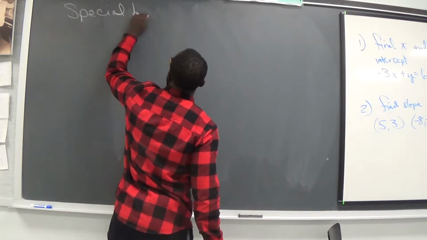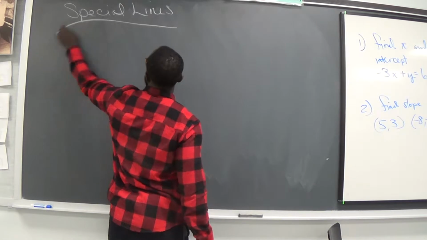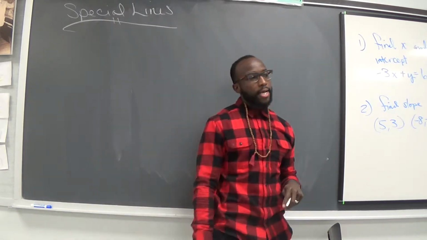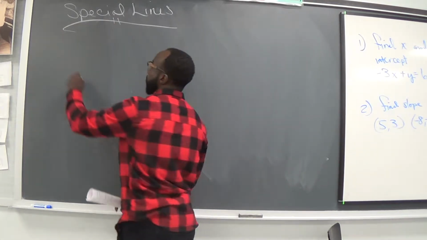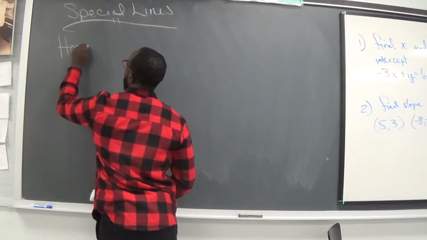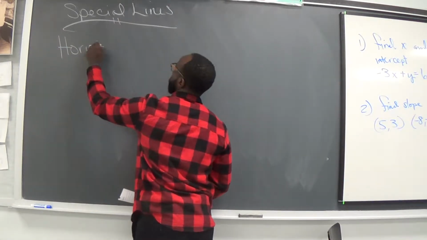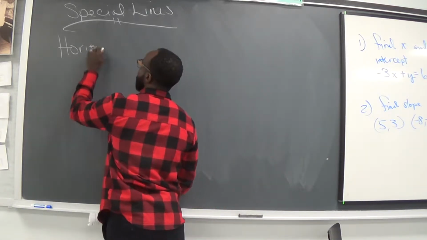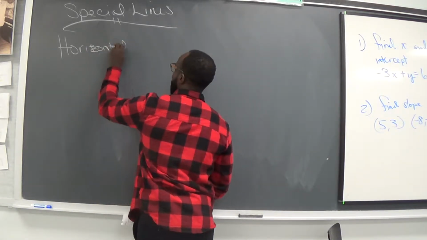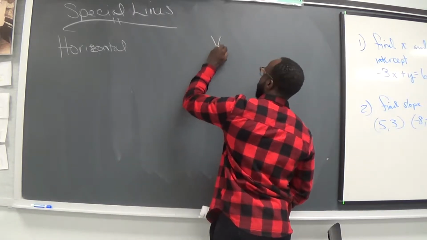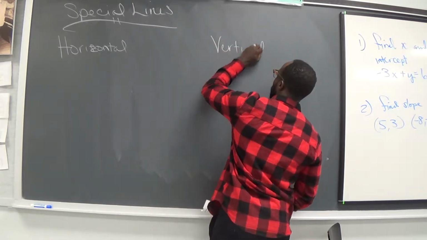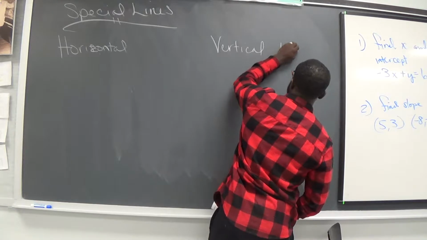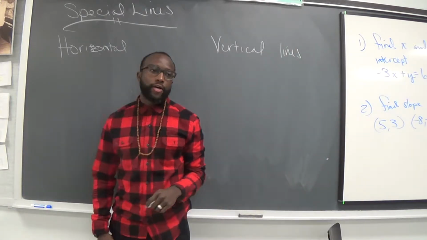Today we're going to talk about special lines. There are two types of special lines that we need to learn about today: horizontal lines and vertical lines. Don't mind how I spell, because I cannot spell.